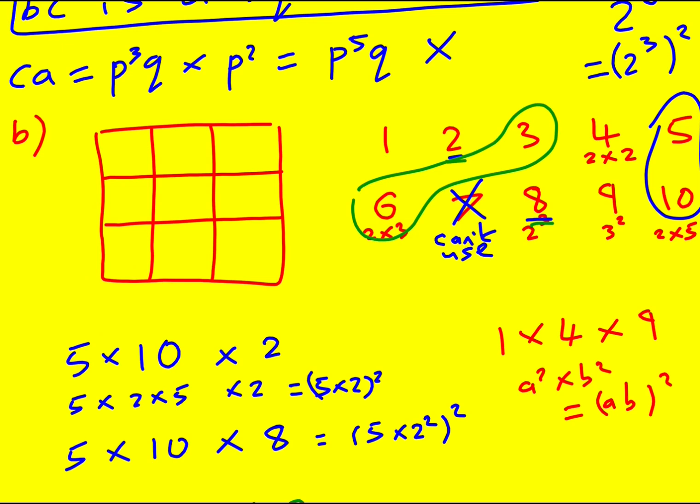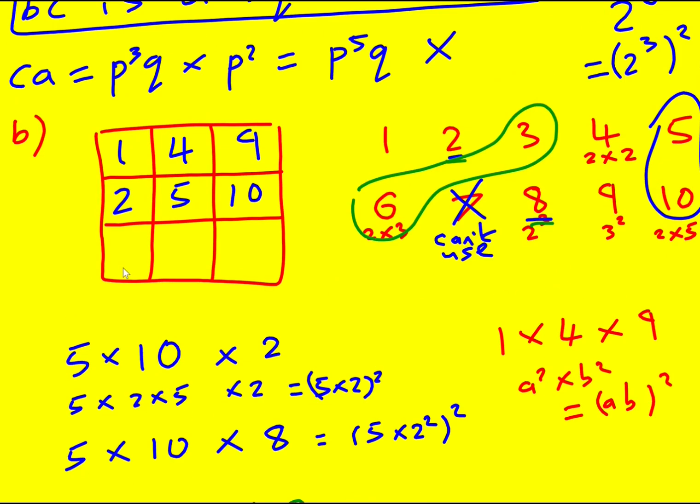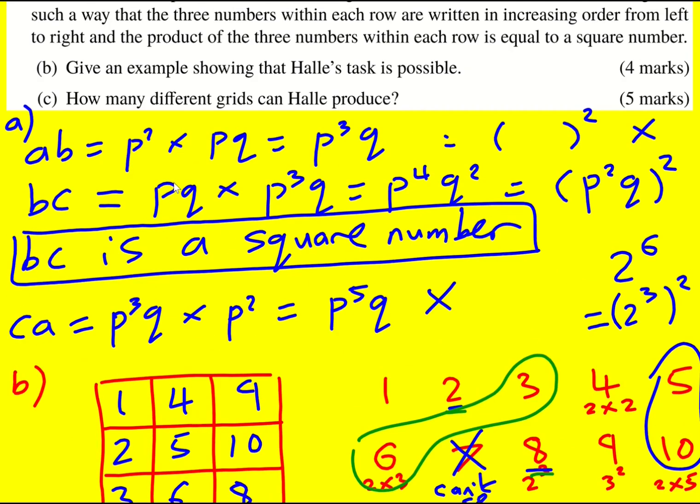So let's just give one example of how it could work. We're told, remember, it has to go in ascending order. So let's put 1, 4, and 9 here. And then why not put 2, 5, and 10, which is going to leave me 3, 6, and 8. So that's going to be one option.